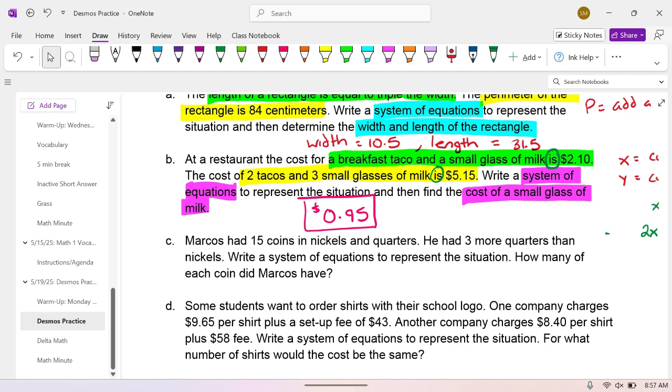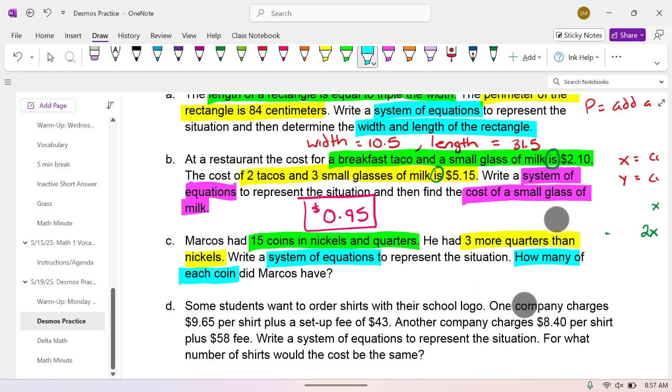Now, going through the GRASS method, G is given. What's one piece of given information? We have 15 coins total, and that's in nickels and quarters. What's my other piece of given information? 3 more quarters than nickels. Now, that's our G. Let's go to R, which is our required. So what's my required information? We want a system of equations. What's the other thing that we want? How many of each coin do we have?